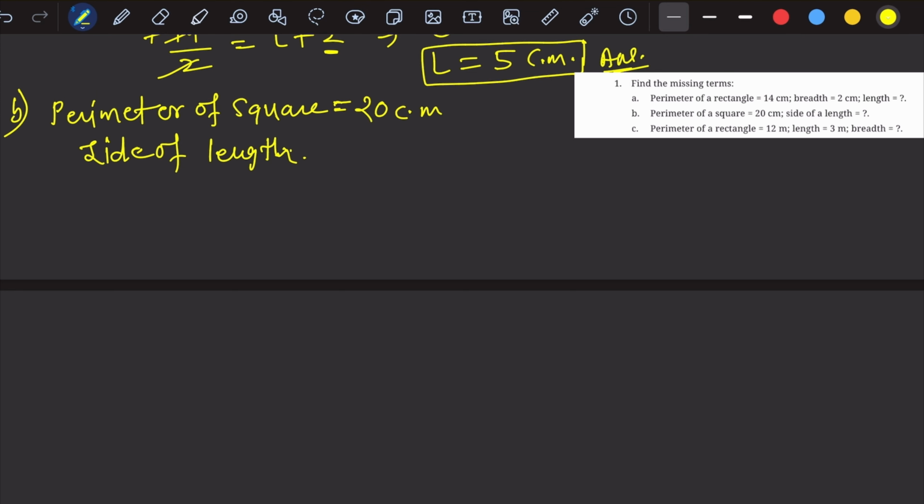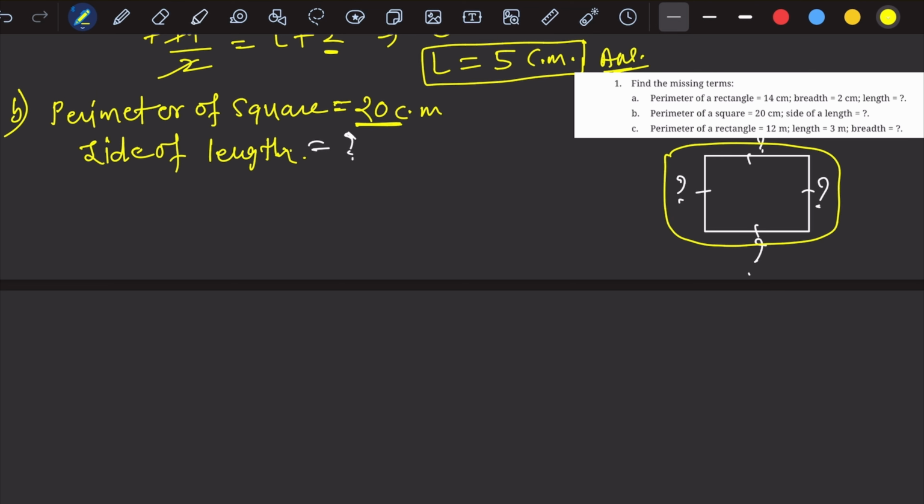Okay, now we know the square looks like this one. All sides will be equal. So all sides are equal in the square, so we have to find all the sides. Side length equals to, we have to find out. Now what we will do, we know it is given in the question perimeter is 20, like sum of all these sides is 20. Okay, so perimeter equals to 4 into sides.